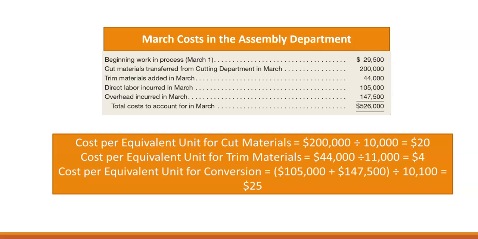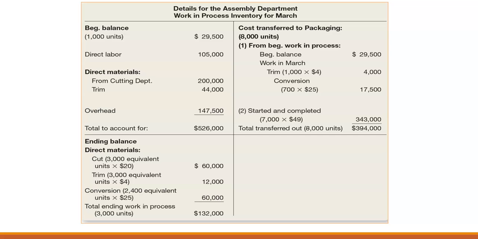Our conversion costs, remember, our direct labor and overhead, divided by our 10,100 equivalent units for conversion equals $25. Now we see the details of our work in process inventory for March. So we started with 1,000 units. We added direct labor. We transferred in direct materials from the cutting department. We added more direct materials during the assembly. We have overhead costs, giving us total cost to account for $526,000.